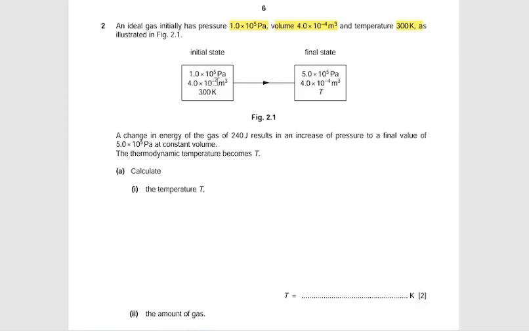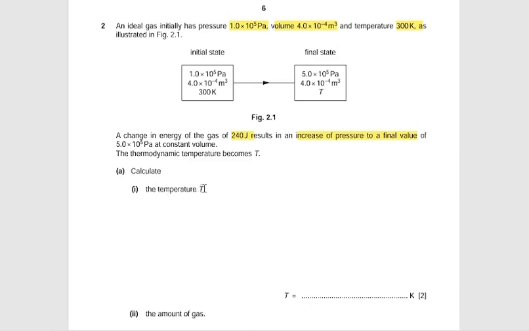The pressure is changing, the volume isn't changing, and then we have the temperature. A change in energy of the gas of 240 joules results in an increase in pressure to a final value of 5 into 10 raised to the power 5, which means that energy was given and which resulted in this final state. A part reads, calculate the temperature T.